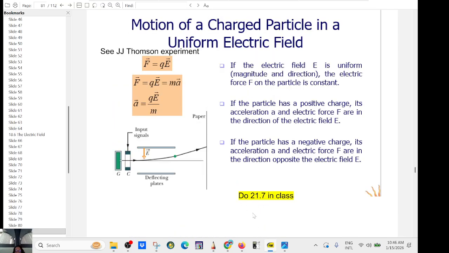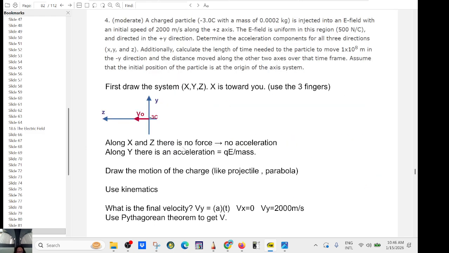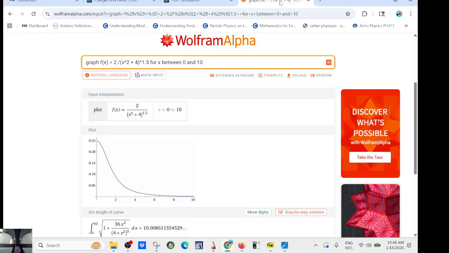Okay, so that's from your book, 21.7. You can do that. So the acceleration is the force divided by the mass. So that will be plus, that will be minus, and the electron wants to go to the plus. So it's like a projectile motion upside down. Okay, so this one is a little bit challenging. So before we go to that, I just want to review.